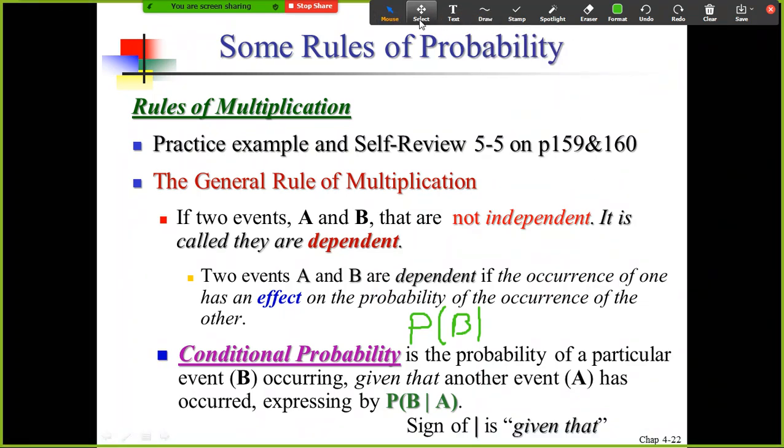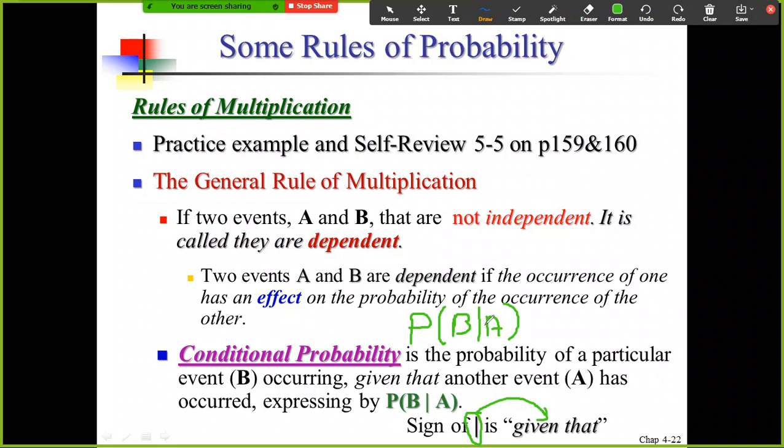Probability of B given that A. Or probability of B under the condition of event A. So this sign, we read as "given that" or "under the condition that."